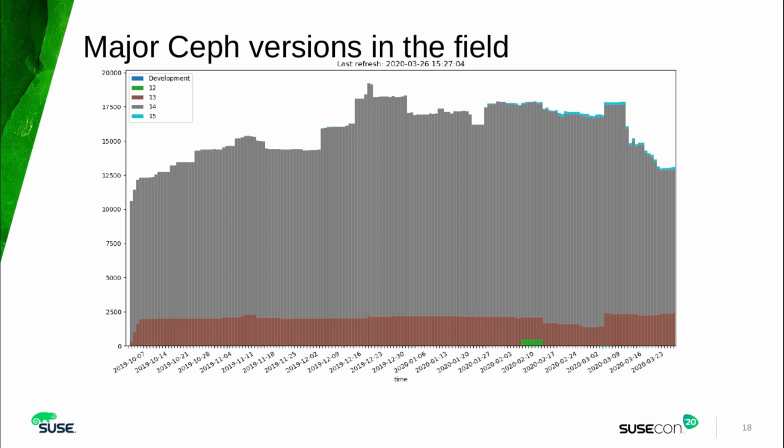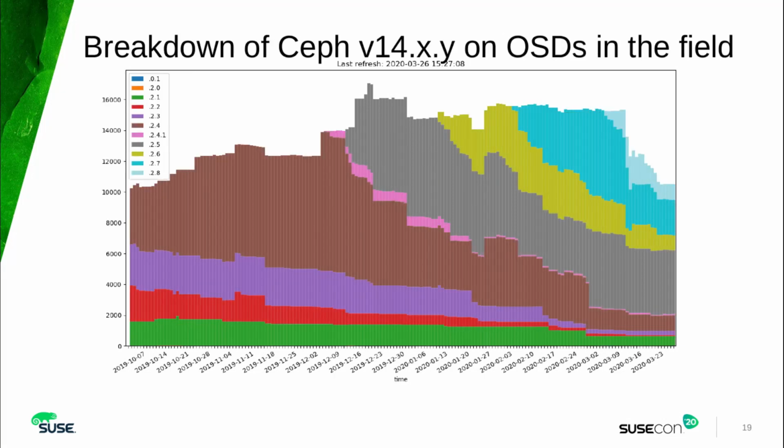We see a very brief use of Octopus already. Those are all the development clusters, I would say, and some systems are running Mimic, but for now I'm focusing on the Nautilus release. So with version 14, Nautilus being the most commonly deployed major version in the field, let's take a look at the minor version breakdown of that release.